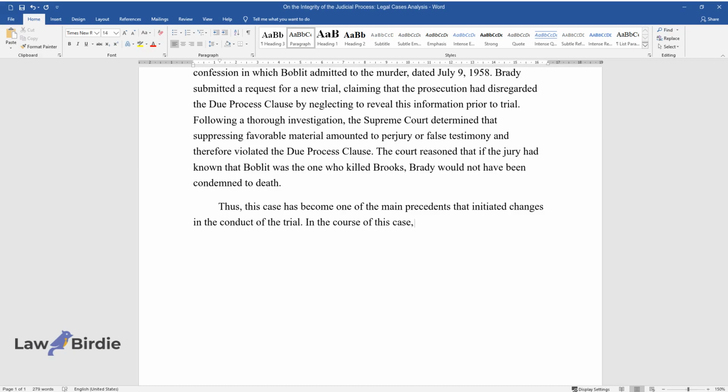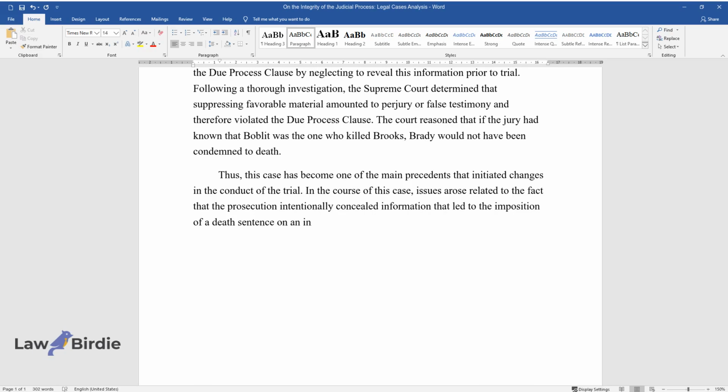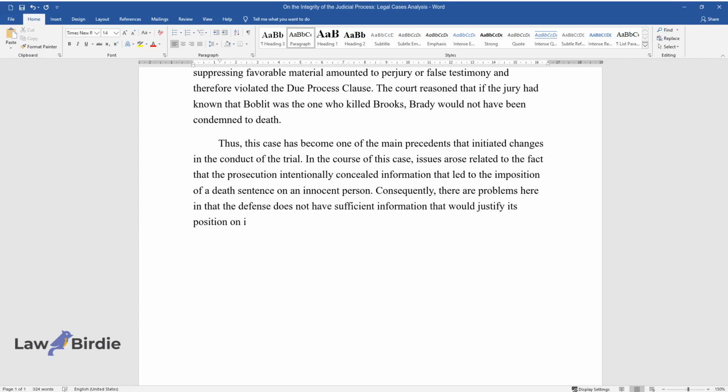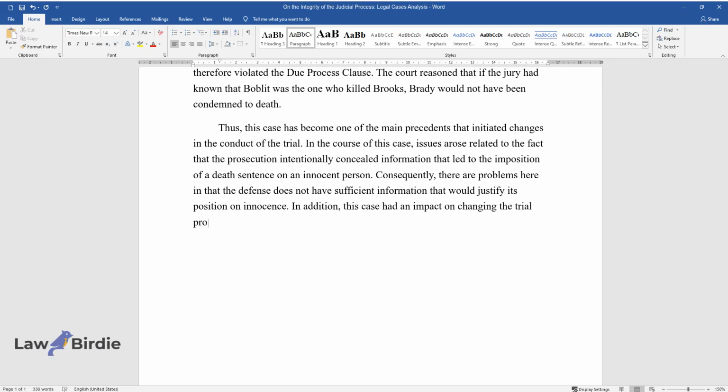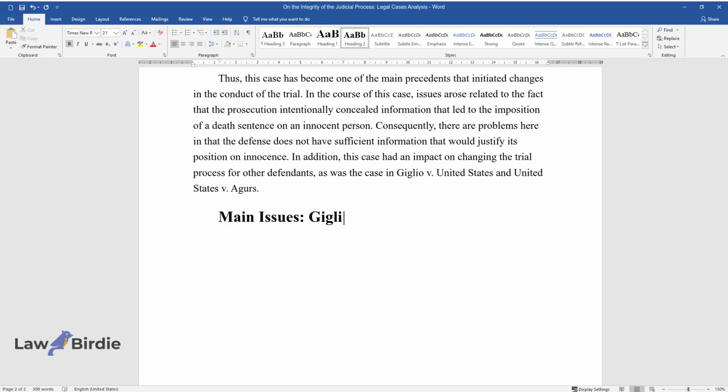In the course of this case, issues arose related to the fact that the prosecution intentionally concealed information that led to the imposition of a death sentence on an innocent person. Consequently, there are problems here in that the defense does not have sufficient information that would justify its position on innocence. In addition, this case had an impact on changing the trial process for other defendants, as was the case in Giglio v. United States and United States v. Agurs.